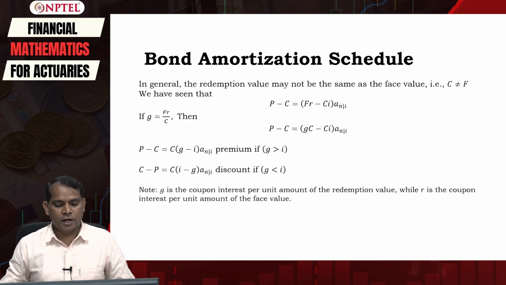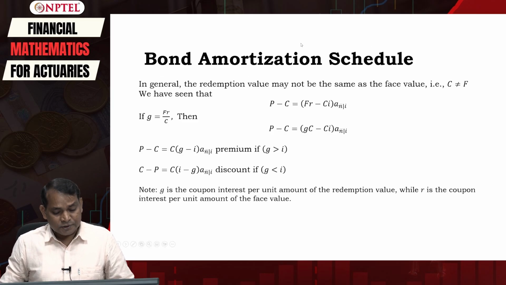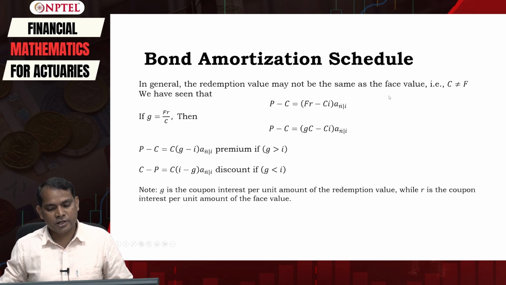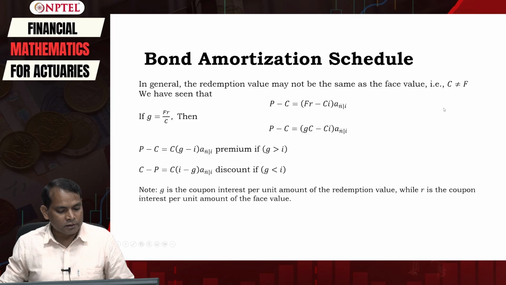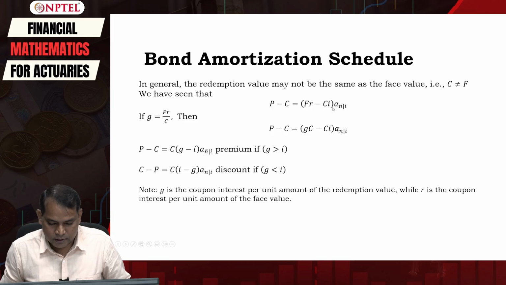Okay, so in general the redemption value may not be the same as the face value. Remember that we have assumed that C is equal to F, but sometimes you may find the redemption value is not equal to the face value. Remember we have already seen that P minus C is equal to FR minus CI a angle n at i.